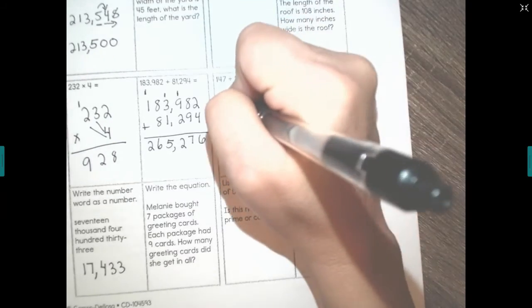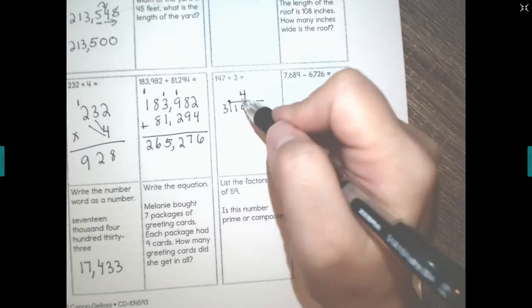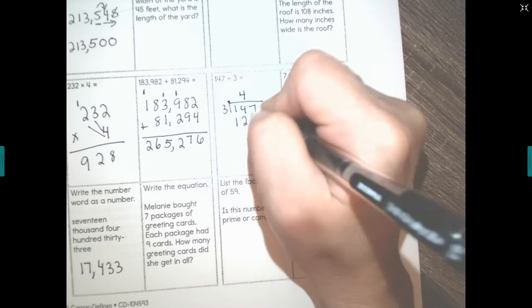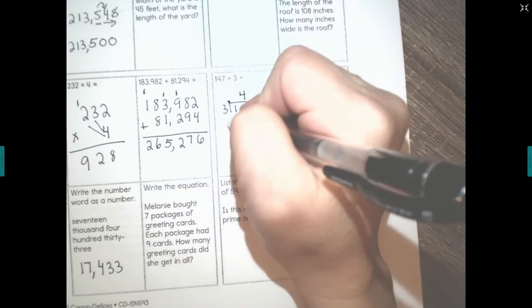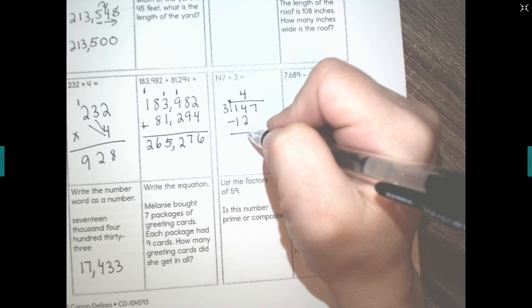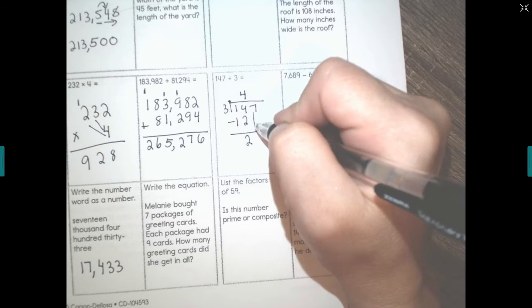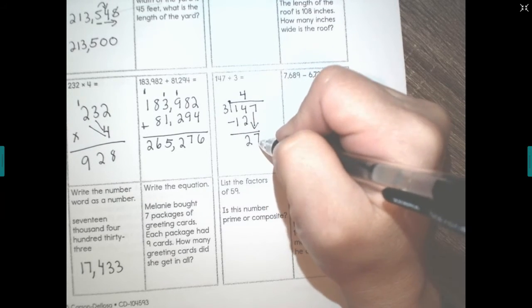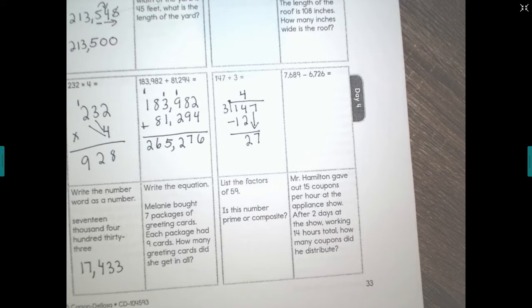So that's my division. Now I'm going to multiply. 3 times 4 is 12. I haven't even done anything with that 7 yet, so just ignore it. Subtract, and I get 2. Now I can bring down my 7, and I start those steps all over again.